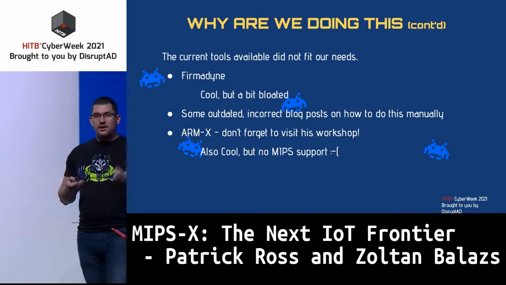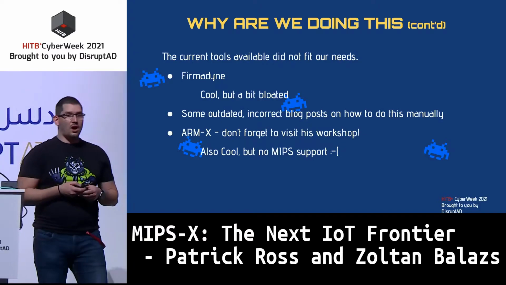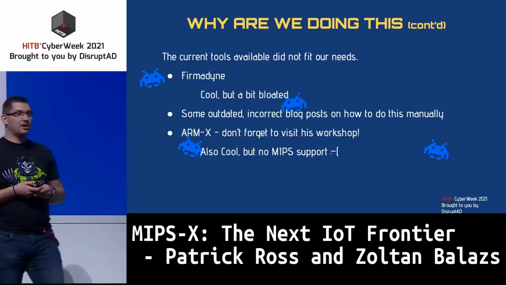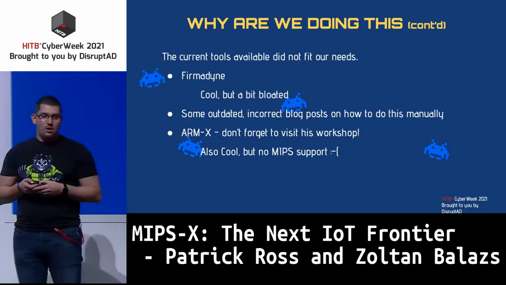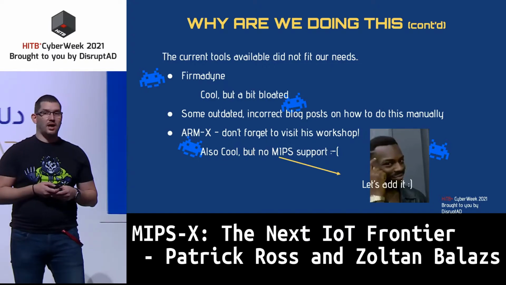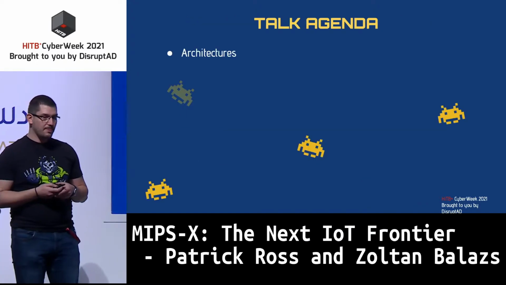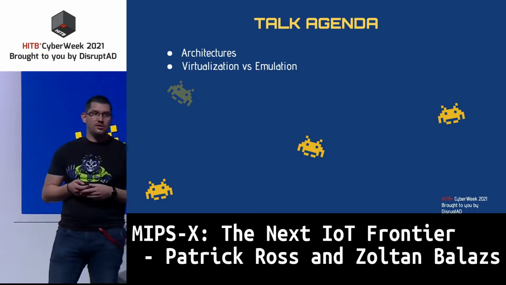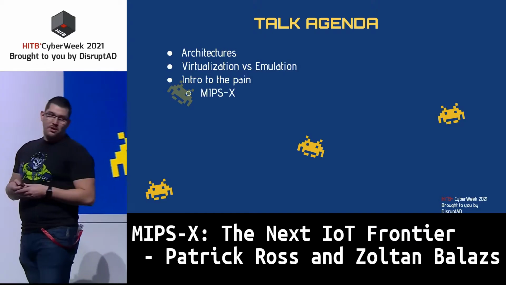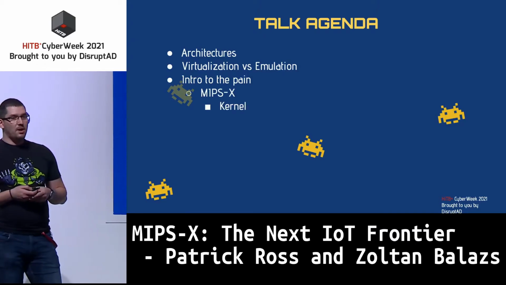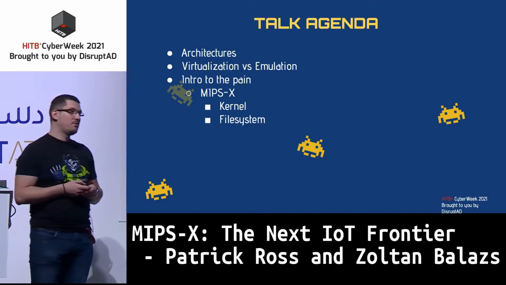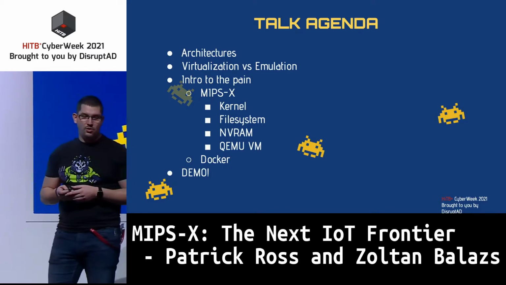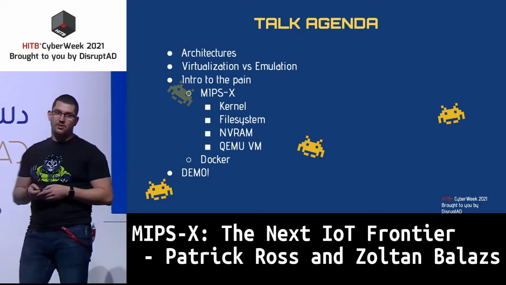But at that time, ARM-X was only for ARM-based CPUs, and it did not have any MIPS support, and we really needed the MIPS support. So we figured, okay, let's use ARM-X and add MIPS support to it. So I'm going to talk about architectures, the difference between virtualization and emulation, some pain around MIPS-X development, and some information about the kernel, file systems, NVRAM, QEMU, and Docker. And there will be a demo as well.